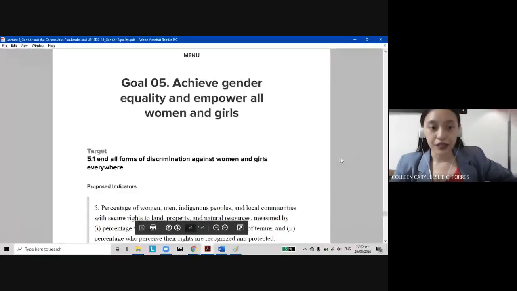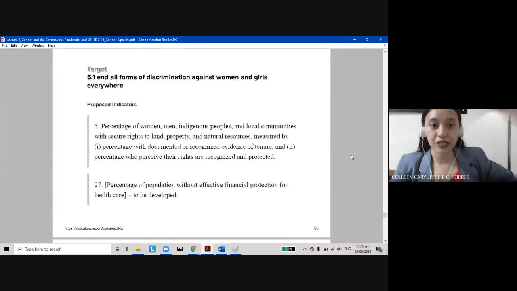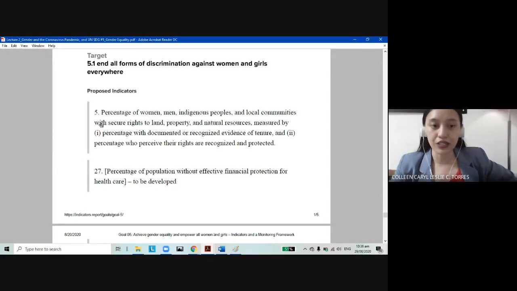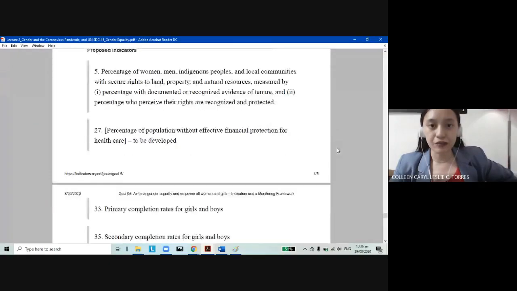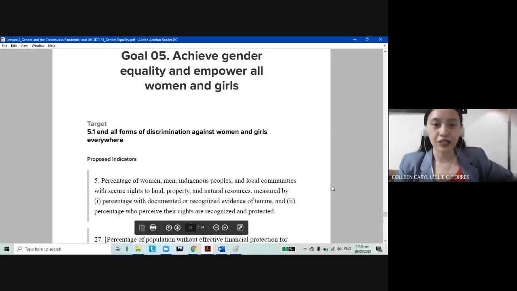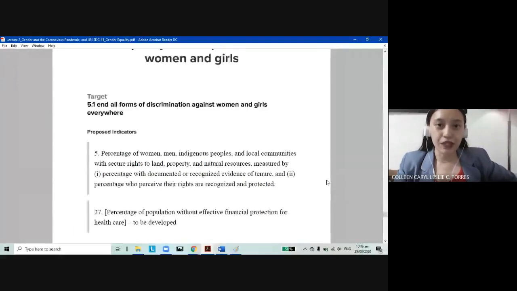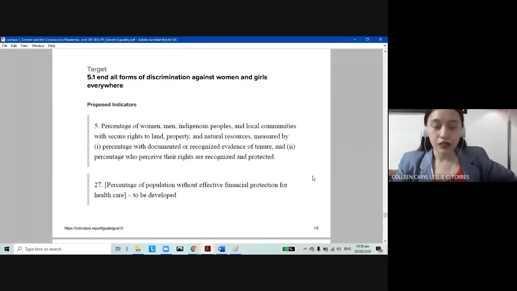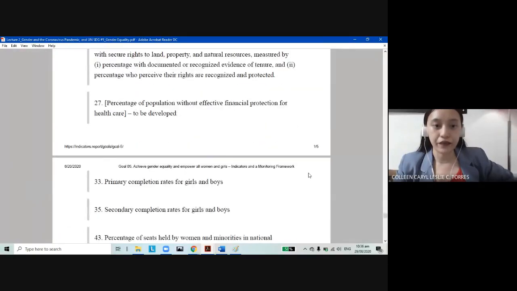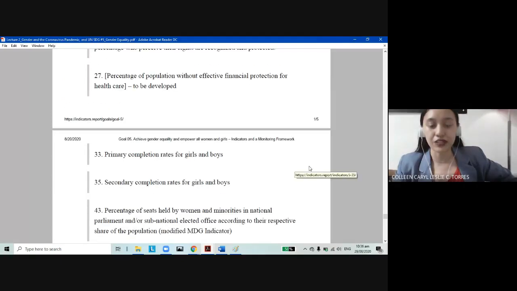Browsing through, to end all forms of discrimination against women and girls everywhere, the measurement of this indicator would be the percentage of women and men, IPs, and local communities with secure rights to land, property, and natural resources. Some of the indicators for ending discrimination would be the level of including all genders equally in decision making. For instance, in terms of ownership of land and leadership, having more representation. This also goes for the LGBT. Primary completion rate, secondary completion rates, percentage of seats held by women and minorities in national parliament and/or subnational elected office.